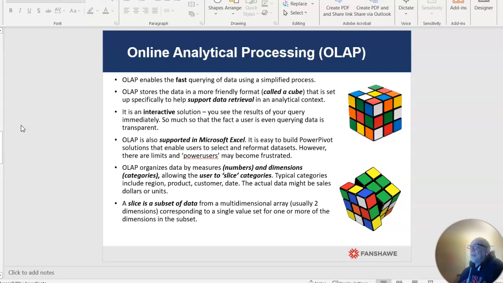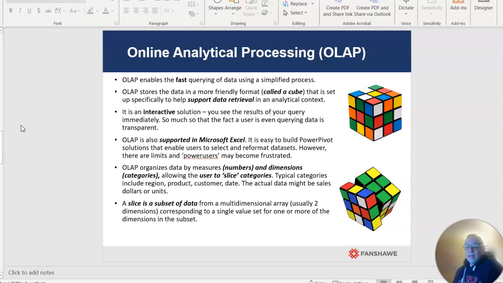And again, it's supported by Excel, supported by Microsoft Access, all these other applications can support OLAP. And it's easy to build Power Pivot solutions in Excel using OLAP. OLAP recognizes the different measures or numbers and dimensions, categories, and allows the user to slice the different categories.